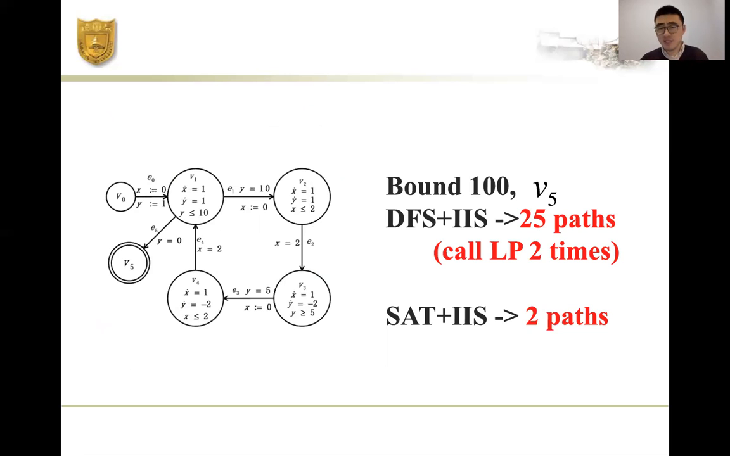For example, still this example. We check V5 and the bound is 100. When we do DFS plus IS, we check 25 paths. We call LP 2 times, right? If you remember, we said 23 paths are rejected by the bad example. But now the SAT plus IS only generates 2 paths. We just check these 2 paths and say no more paths anymore. It's done.